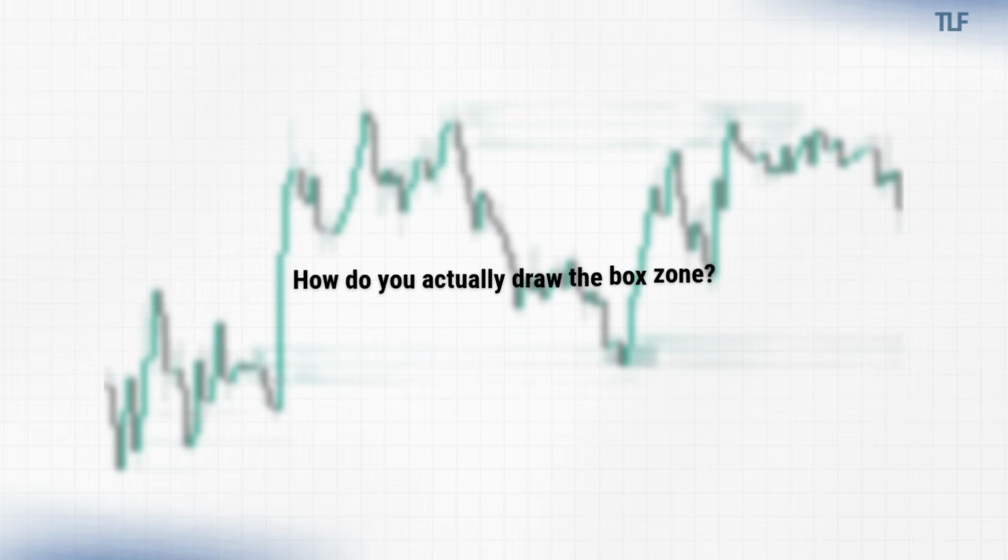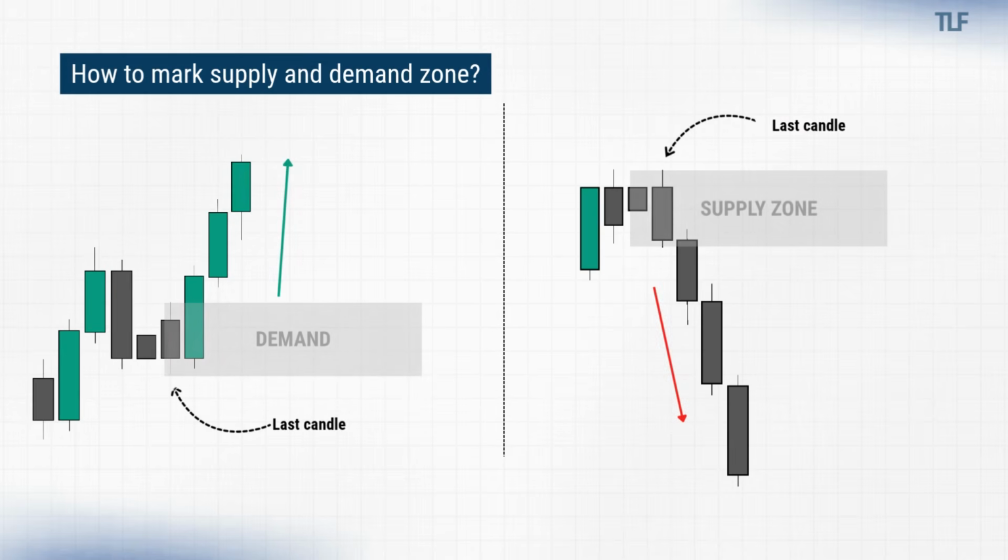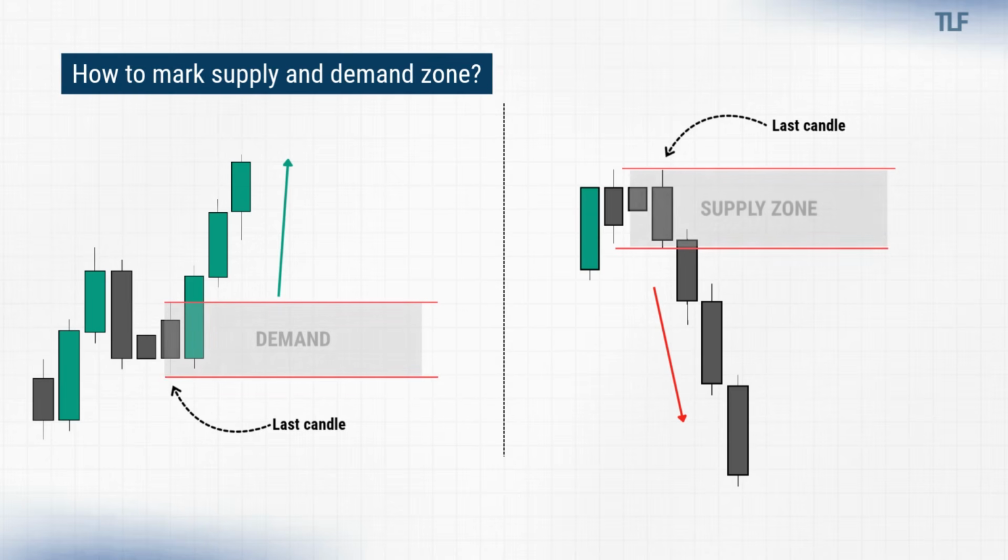Now, how do you actually draw the box zone? There are plenty of theories out there, but the only rule that matters is finding exactly where the move began, not the middle of it. The cleanest, most objective method is to highlight the last candle of the opposite color right before the explosive momentum started. That candle represents the last stand of the opposing pressure, the final bit of selling before the buyers took total control, or the final bit of buying before the sellers completely took over. You simply mark that entire candle's range from body high to body low as your zone.